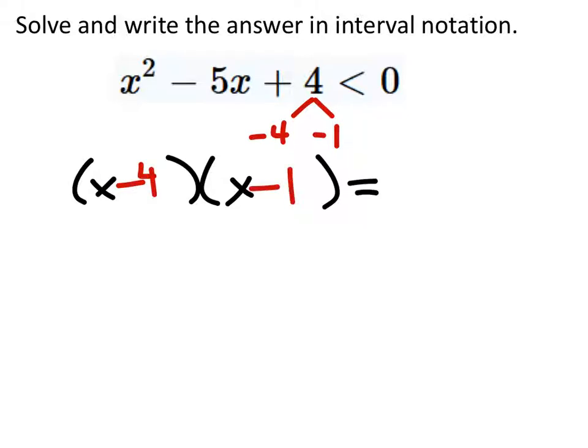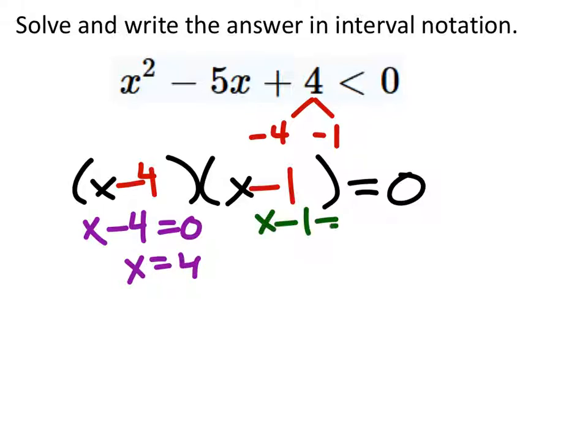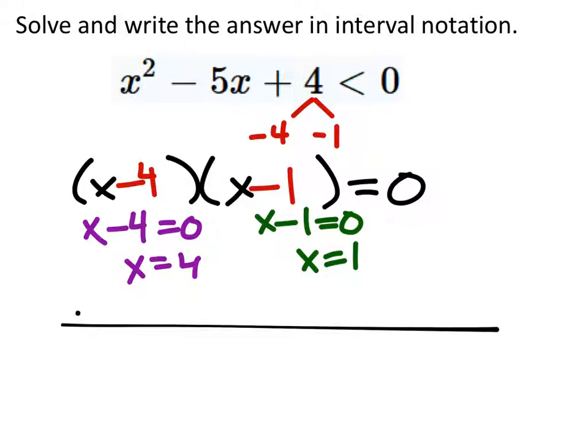Now again, we're looking at this as an equation. So if x minus 4 equals 0, that would be true, so x is 4. If we can get x minus 1 to equal 0, that would be true as well, so x is 1. Now for the number line, we have x is 1 and x is 4. I want to test the interval to the left of 1. I'm going to choose 0 because that's always a nice value to use. Then I get 4 is less than 0, which is false.